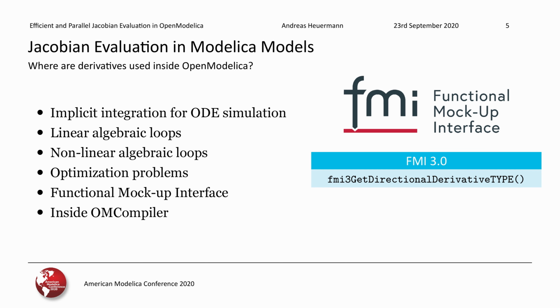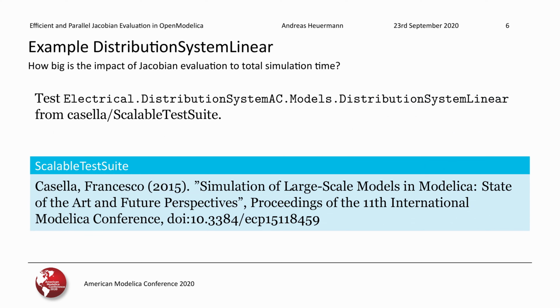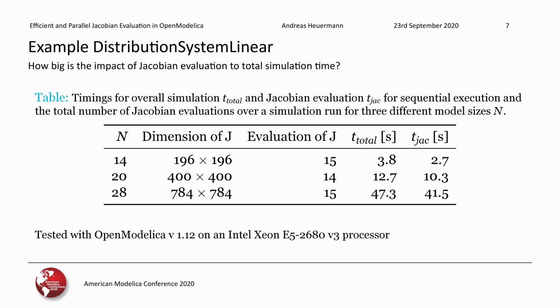Also, the next FMI standard will probably get a directional derivative function. And finally, we need derivatives in different places inside the OpenModelica compiler itself. To see how big the impact of a Jacobian evaluation is compared to the whole system, we did a little test with distribution system linear from ScalableTestSuite. And as you can see, the simulation time of the Jacobian TJac can make up a big portion of the total simulation time. So accelerating Jacobians could lead to a significant reduction in total simulation time.